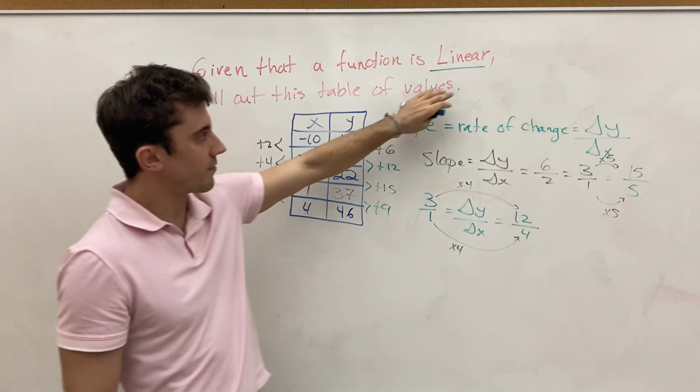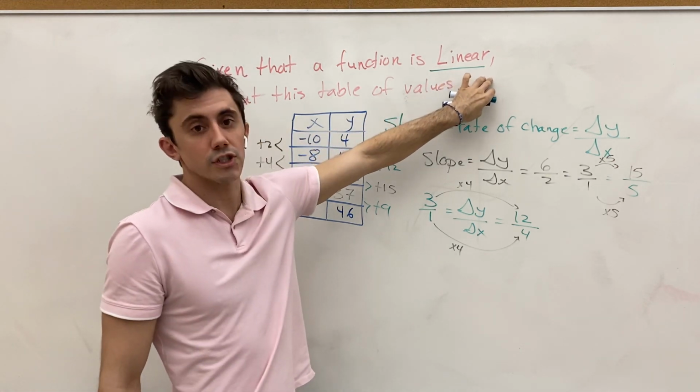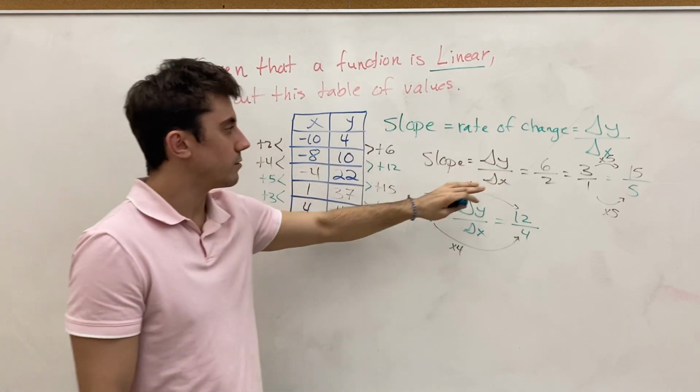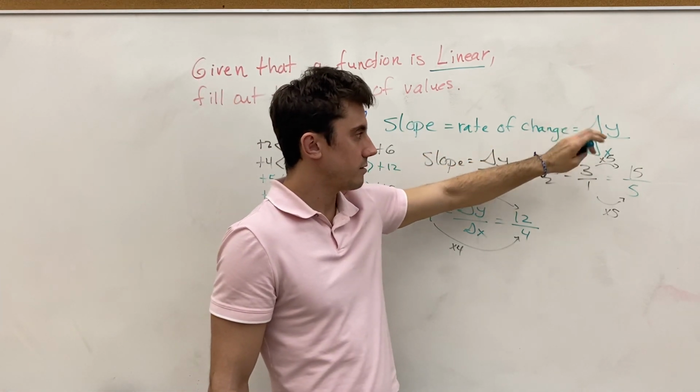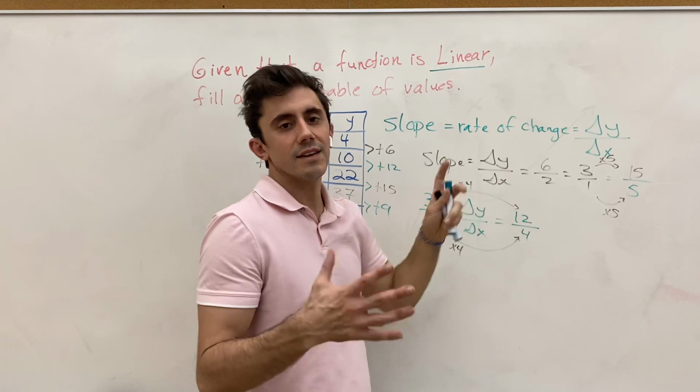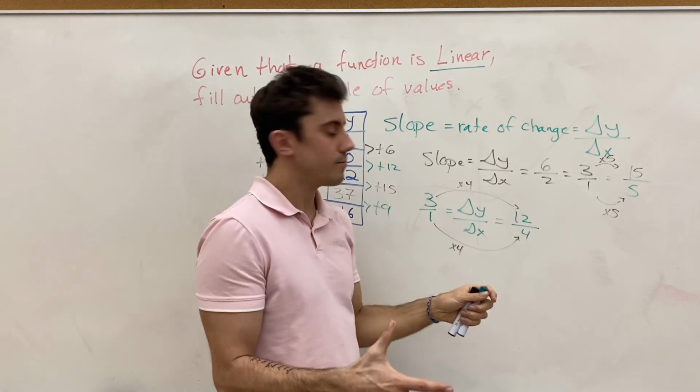Again, it was all based on the idea that our function was for sure linear, and so we know that the rate of change between x and y, or rather between y and x, is consistent, okay?